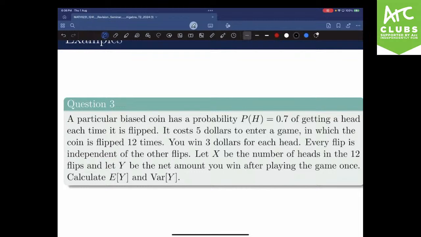Let X be the number of heads in the 12 flips, and let Y be the net amount you win after playing the game once. And you want to calculate the expected value of Y and the variance of Y.